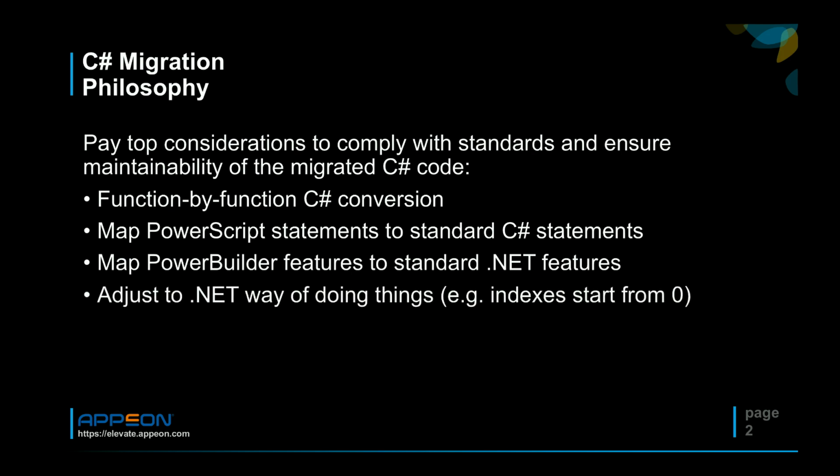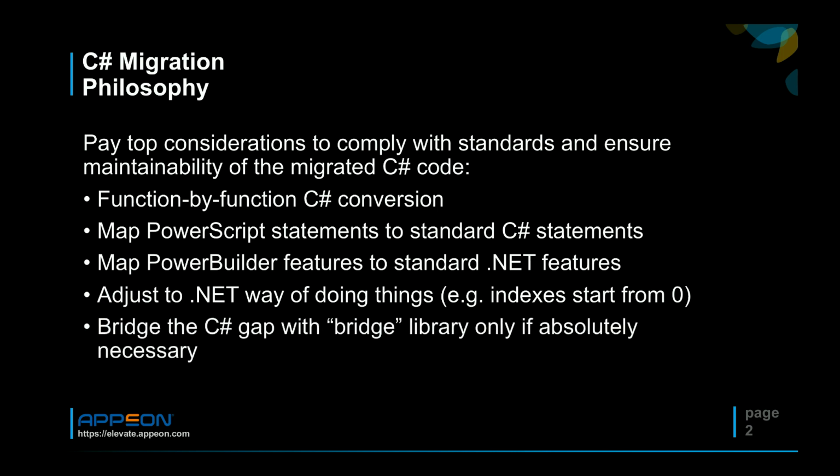Now, our converting tool is also pretty smart. We want to adjust to the .NET way of doing things. For example, indexes in .NET start from 0, whereas in PowerScript, they start from 1. We could obviously have started from 1 in C#, but that wouldn't be good best practice and maintainability in C#, so we don't do that. That's just one example of us adjusting to the .NET way of doing things.